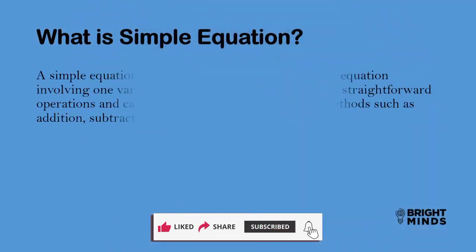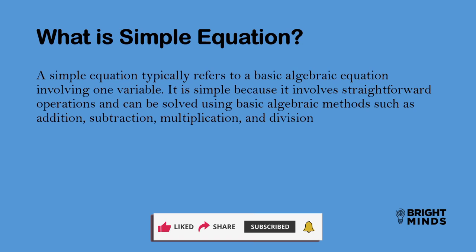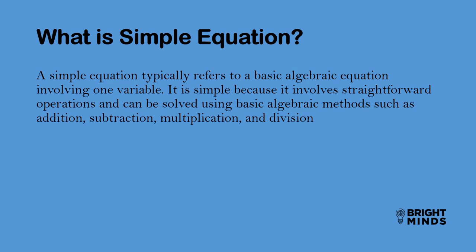First of all, we have to deal with what is simple equation. A simple equation typically refers to a basic algebraic equation involving one variable. It is simple because it involves straightforward operation and can be solved using basic algebraic methods such as addition, subtraction, multiplication, and division. So I believe this is self-explanatory because simple equation is very easy based on having one variable. And variable is an object that contains a value. You understand? So that's what variable is.